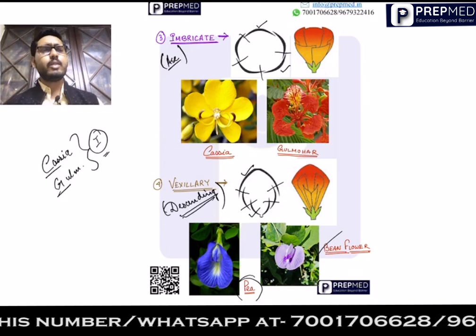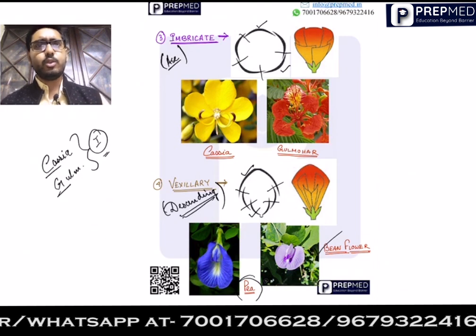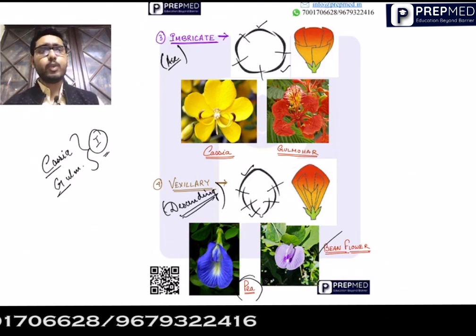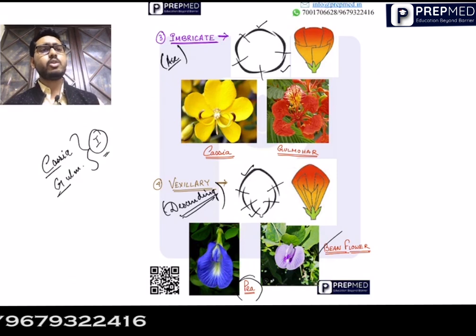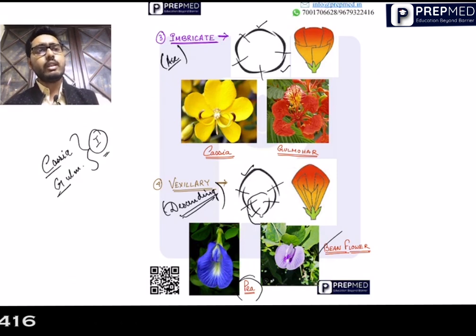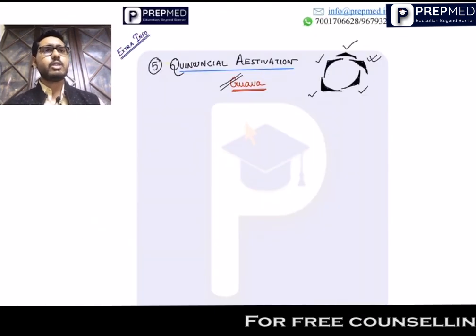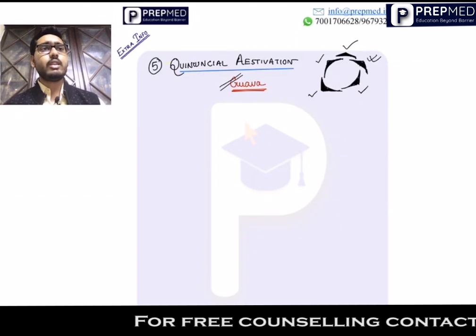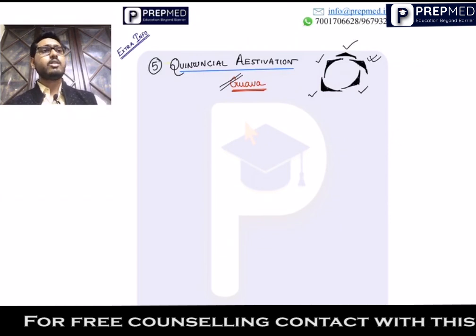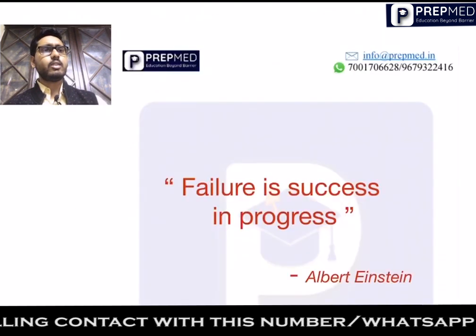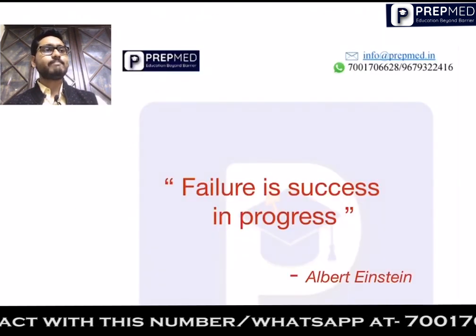Vexillary is very easy to remember because it is one of the most unique arrangements. One is entirely in, one is entirely out. And here you know this one is called keel, isn't it? That's it. And just as extra information, quincuncial estivation is found in guava. Do not worry because it's not in the NCERT book. So that's all.